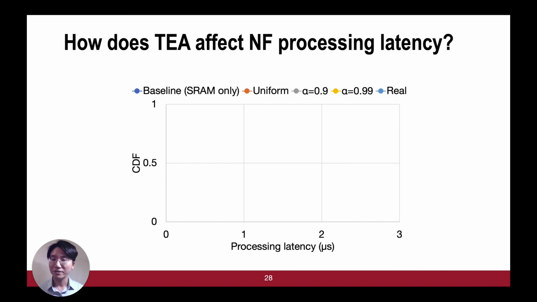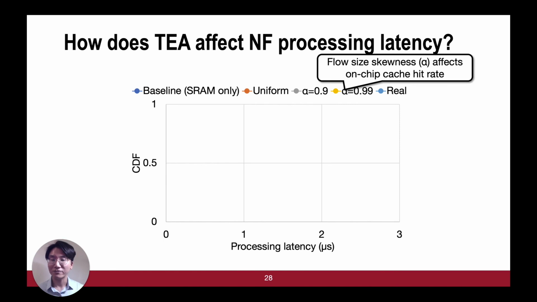And then our next question is, how does T affect processing latency of network functions? To evaluate this, we measured the distribution of per packet processing latency of NAT by using a set of packet traces, including both synthetic and real traces. For synthetic ones, we generate traces with different flow size skewness because it can affect the cache hit rate and latency distribution. And we compare it against the baseline, which only uses the switch's SRAM without accessing external DRAM.